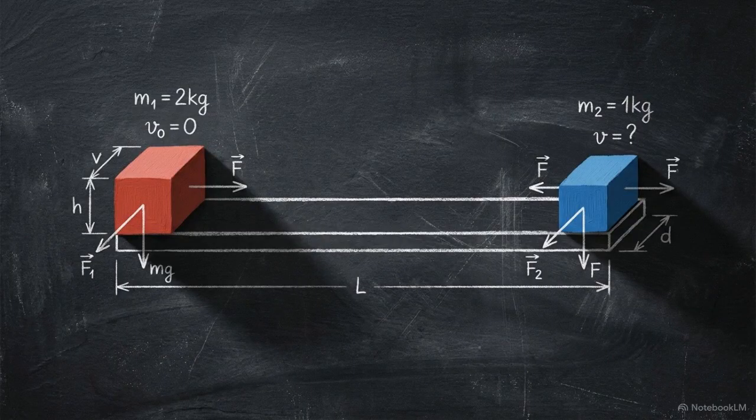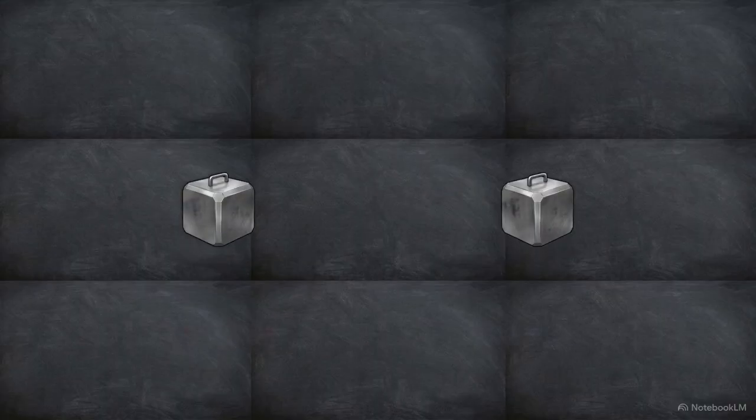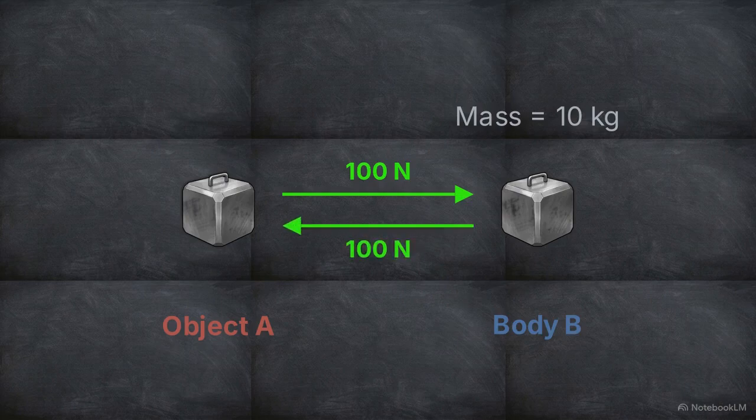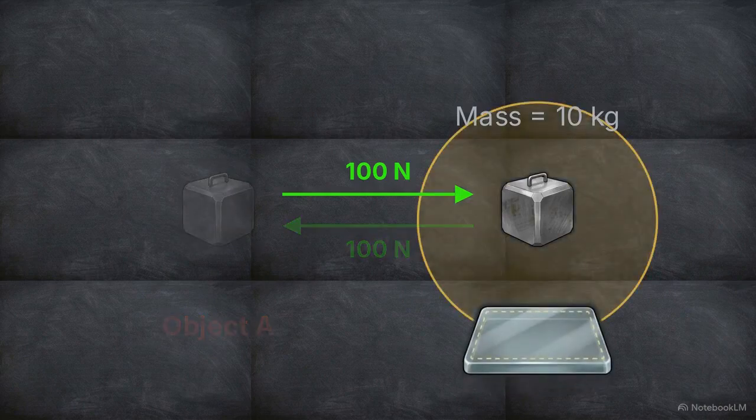Moving from a static wall to a dynamic interaction proves how this net force creates acceleration. We begin with target block B with a mass of 10 kilograms. Object A initiates the interaction, driving 100 newtons of force into block B. Block B pushes back with an equal 100 newton reaction force. We isolate block B to analyze its motion.